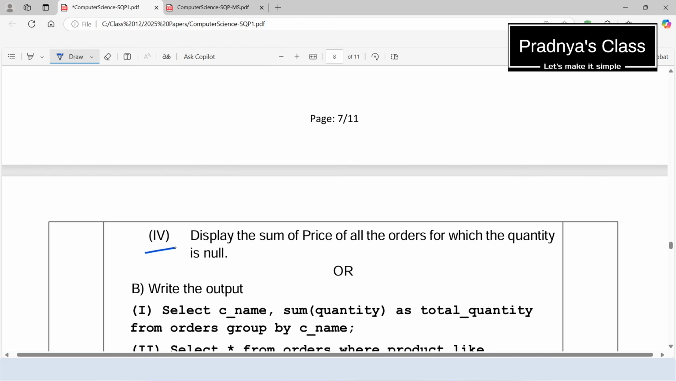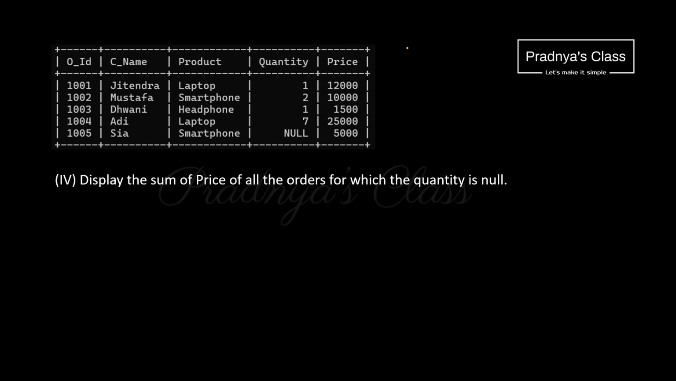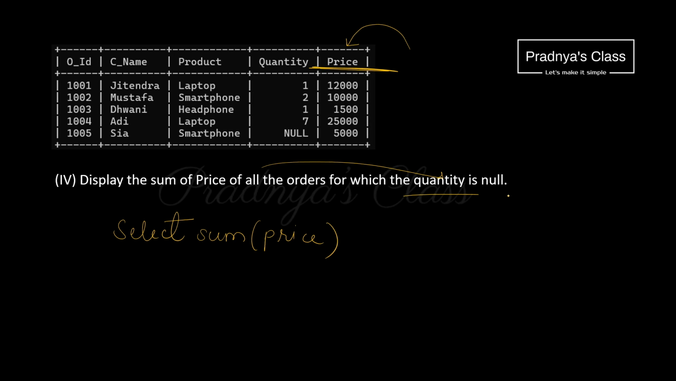We need to write one more query. Display the sum of price for all the orders for which the quantity is null. Alright, let's try to write the query. We need to just display the sum of price. So let's apply the sum function on the price column, and that we need to display. So select. But while displaying we have some condition. Quantity should be null. So let's continue. From, the table name is orders.